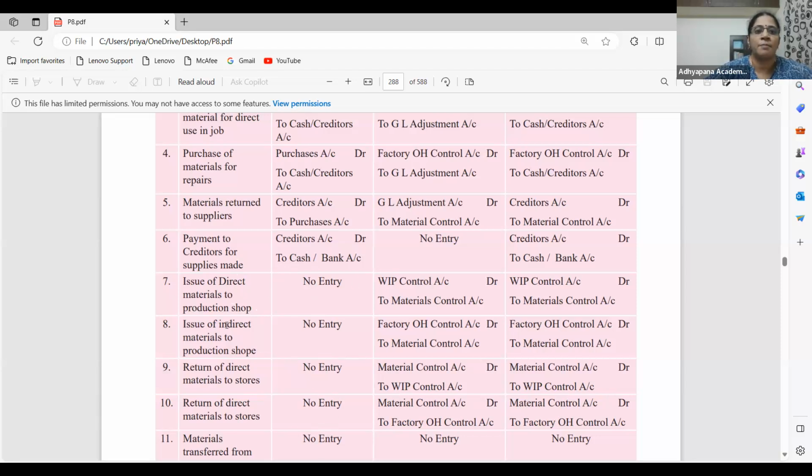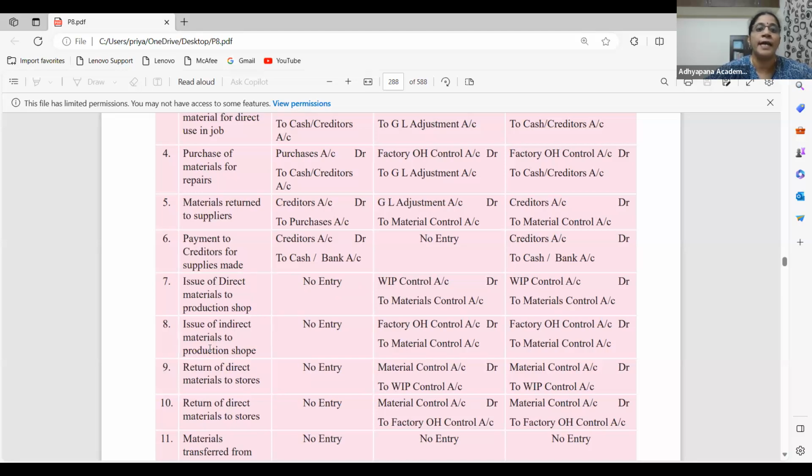Now, issue of direct material to production shop. So once you issue raw material, what will happen? The raw material becomes WIP. All those are real accounts. So debit where it goes in, credit where it goes out. So the entry will be WIP control to material control. The goods move into WIP from raw material. Debit where it goes in, credit where it goes out. So WIP control account debit to material control. Since no entry is in financial accounts, you will have the same entry under integrated accounting also.